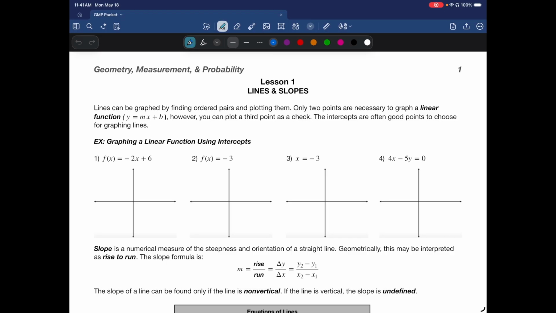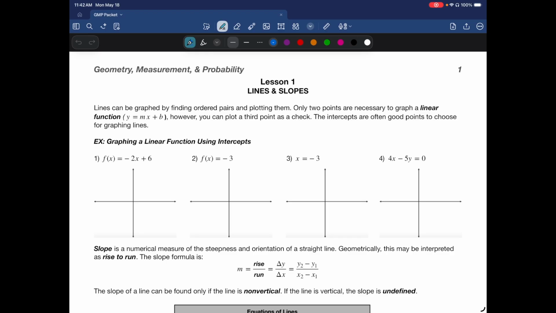All right, so for lesson one, we're going to talk about lines and slopes. Lines can be graphed by finding ordered pairs and plotting them. You only need 2 points to graph a line. You can use a third point or more to check and make sure you're on the right path, but you only need 2 points. One point is a location, 2 points is a location and a direction. So you just need 2 points.